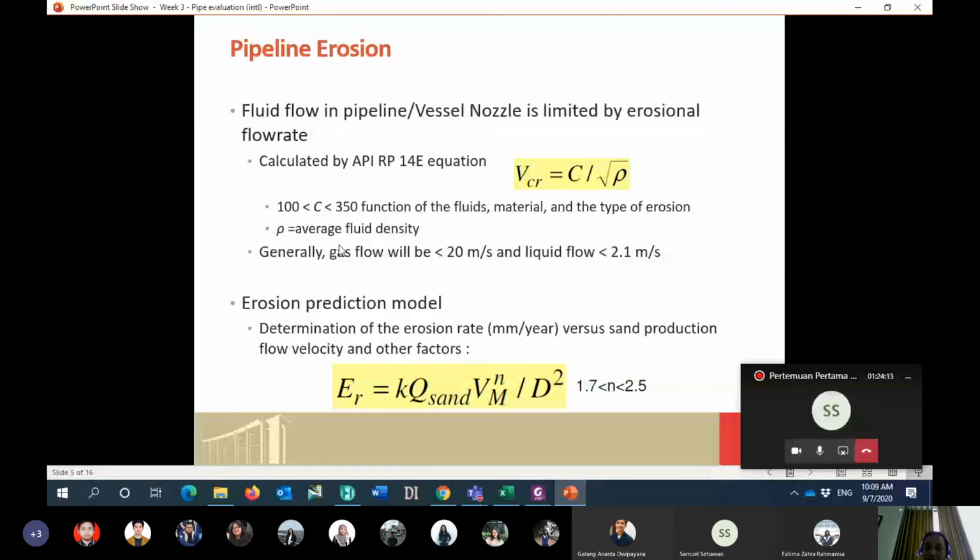So if you don't have information about the material, you don't have any further information about the fluid, you just know this is gas or liquid, you can use this general rule of thumb.